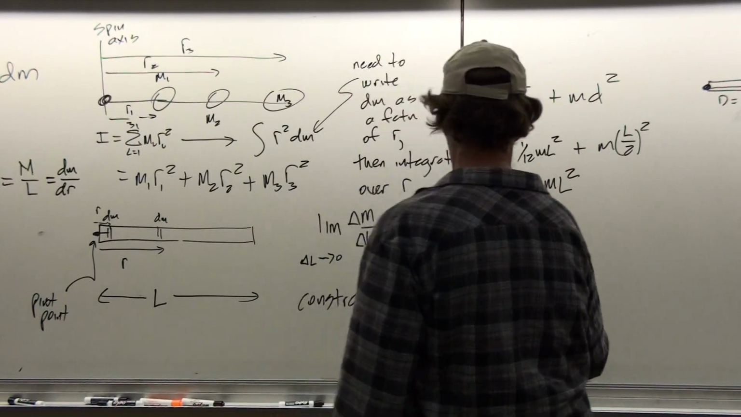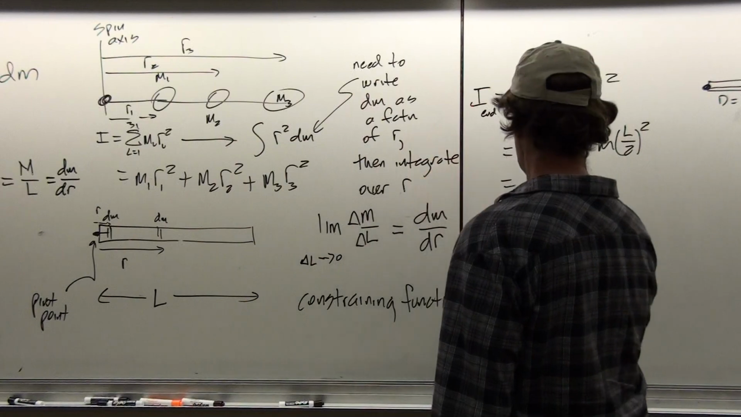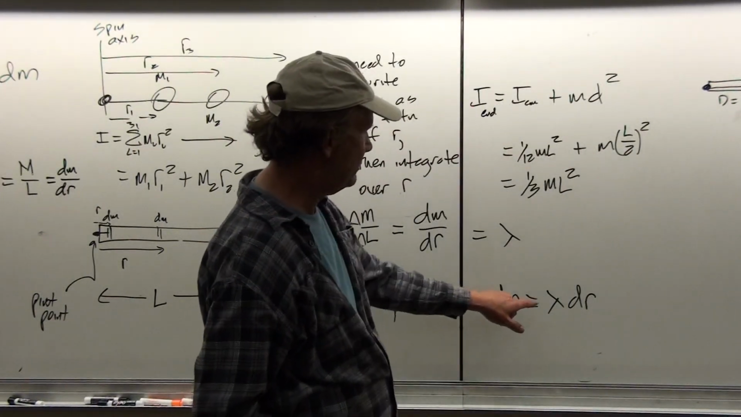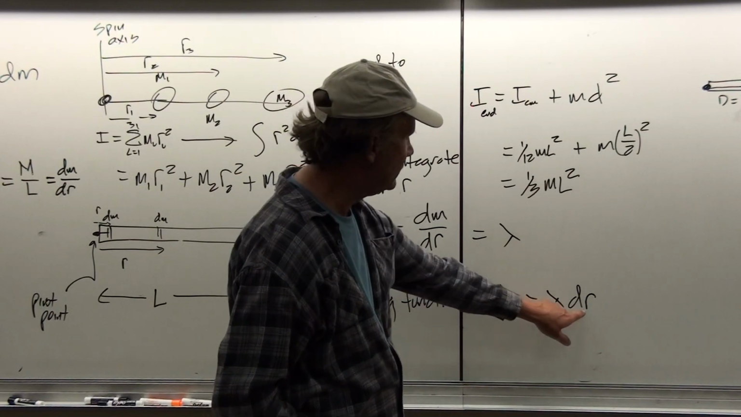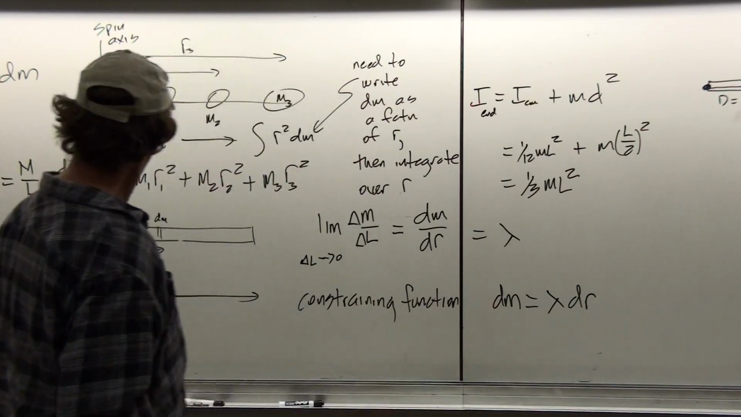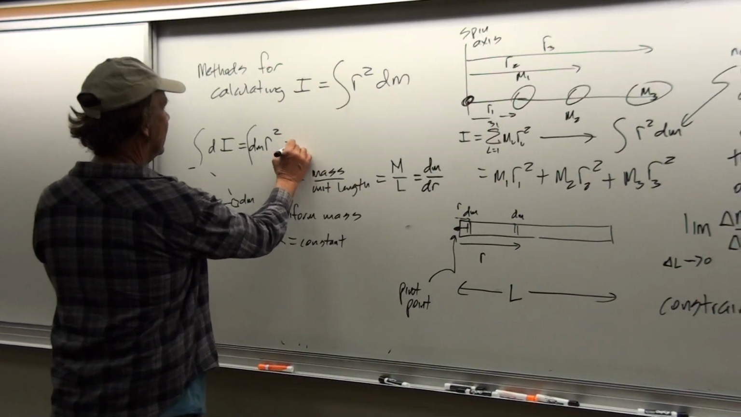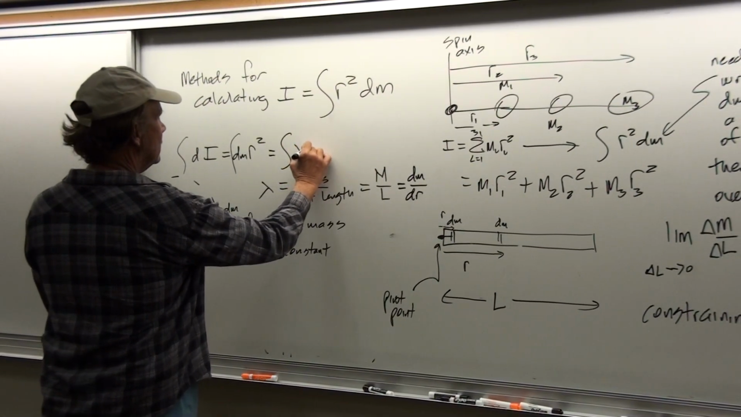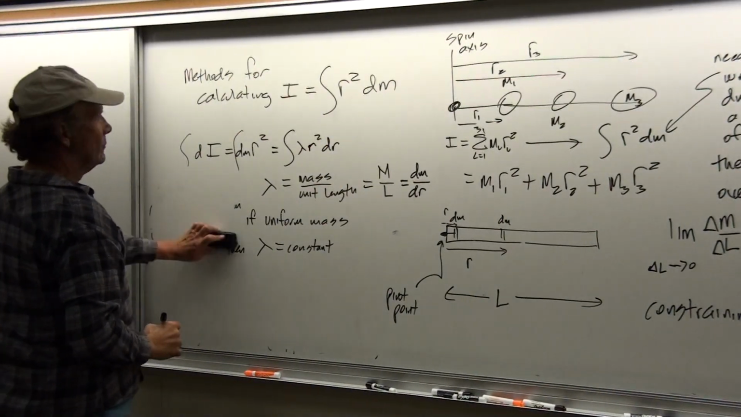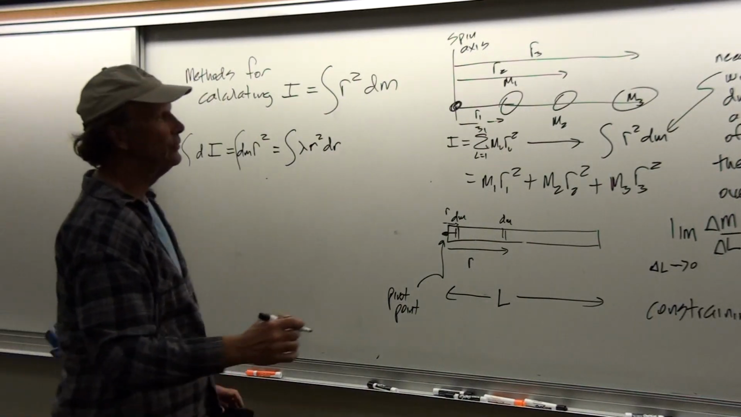We can say that dm, written as a function of r, is just going to be lambda dr. So this is going to be mass per unit length times a little bit of length is a little bit of mass. Okay, so I can plug that back into this expression, and now I can integrate because I've got a constant times r squared times dr. Okay, so that was my goal here.